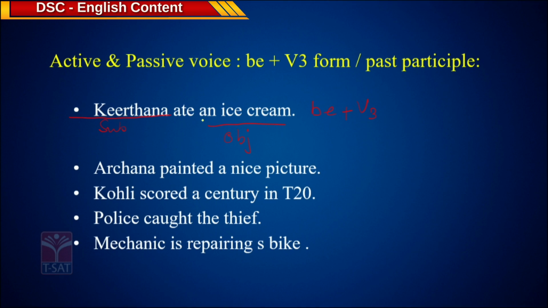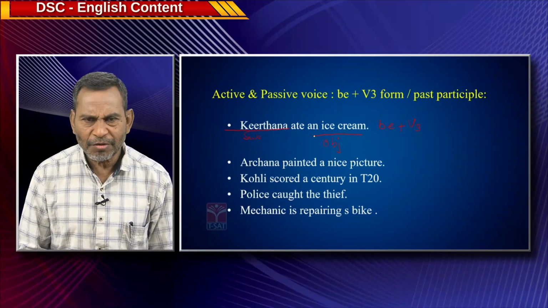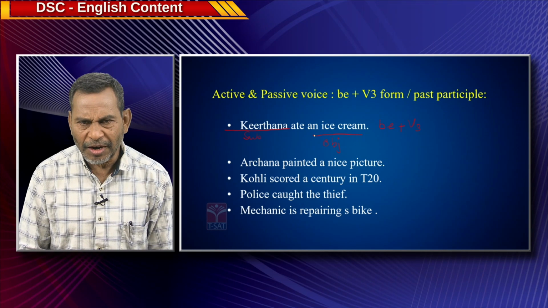An ice cream was eaten by Kirtana. This is the answer. Suppose there are many ice creams, Kirtana ate ice creams. If that is the case, then ice creams were eaten by Kirtana. This is how we do it. So the basic formula for changing from active into passive is B plus V3 form. V3 form is also called the past participle form.